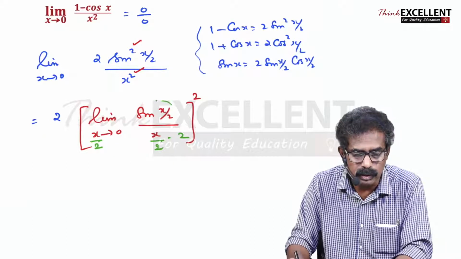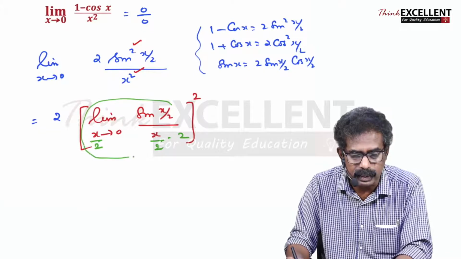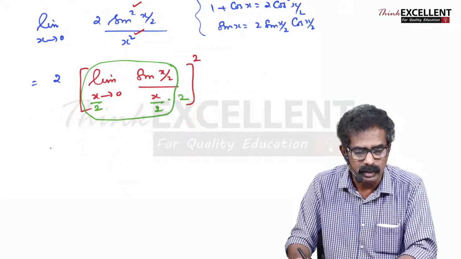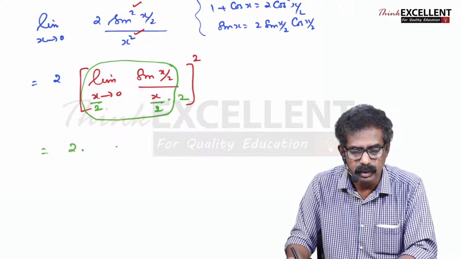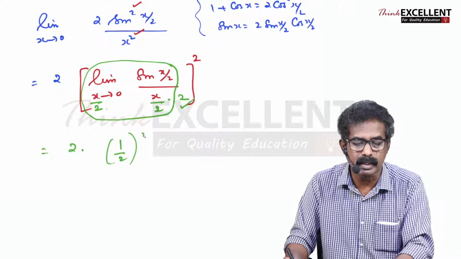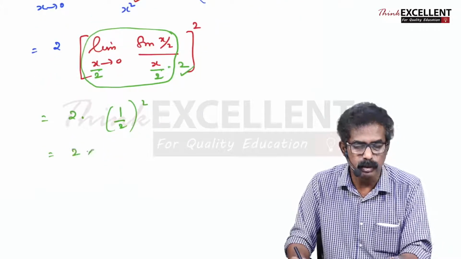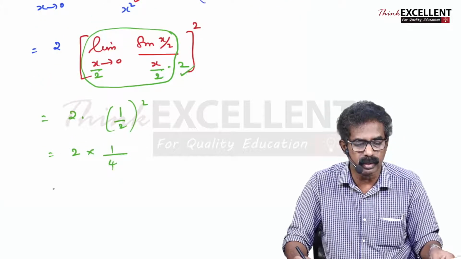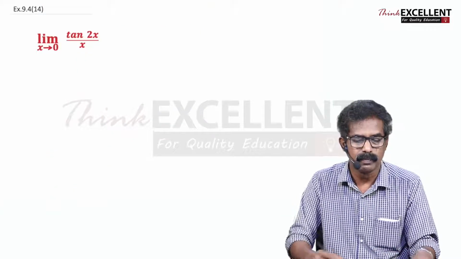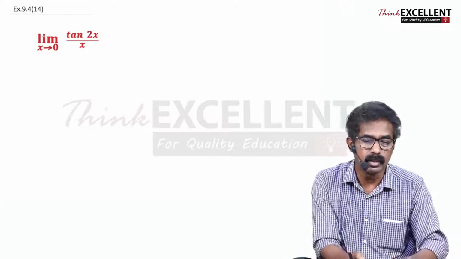So now you know this part, limit theta tends to 0, sin theta by theta form. So that is 1, right? So outside already we have a 2. 1, then this 2 is in the denominator, the whole square is there. So it is 2 into 1 square is 1, 2 square is 4, cancel, you are getting 1 by 2. Okay. Now let's move on to the next question, question number 14.